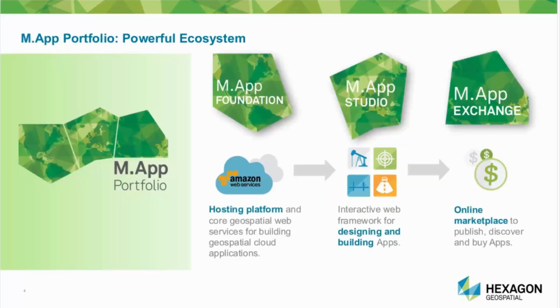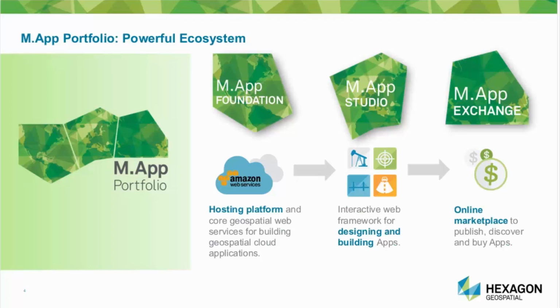We've also introduced, alongside Smart Map, our Mapp portfolio, which is our powerful ecosystem. The Mapp portfolio is comprised of three components. Mapp Foundation consists of the best features and functionalities from our power portfolio products, which we've cloudified and made available in the public cloud on Amazon Web Services. We also offer Mapp Studio, which is a graphical, interactive interface allowing you to design your applications. And finally, we have our public marketplace, where partners and other people can build these applications and sell them on our marketplace.